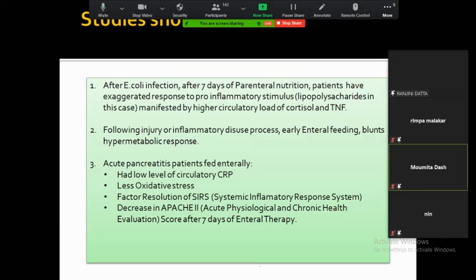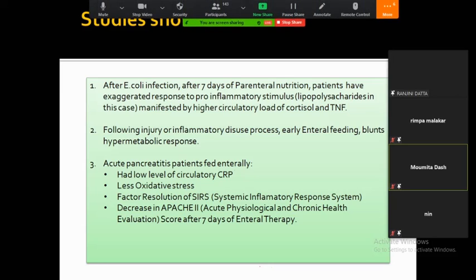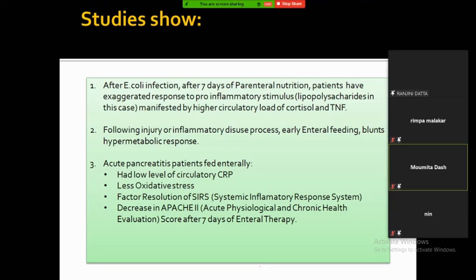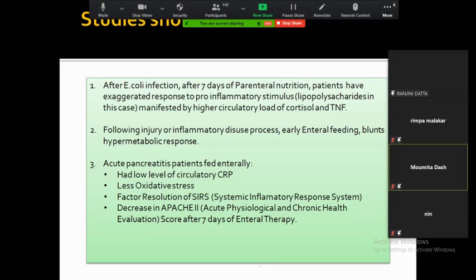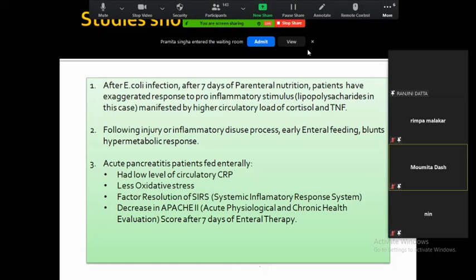A few pointers once again, based on what I've been discussing so far. It has been seen that after 7 days of parenteral nutrition, in patients with E. coli infection, there is an exaggerated response to pro-inflammatory stimulus. In this case, it is the lipopolysaccharide, which is basically derived from the E. coli cells. And this has been manifested by higher load of tumor necrosis factor and cortisol. Cortisol can be measured in blood. It's normally done in ICU setups.